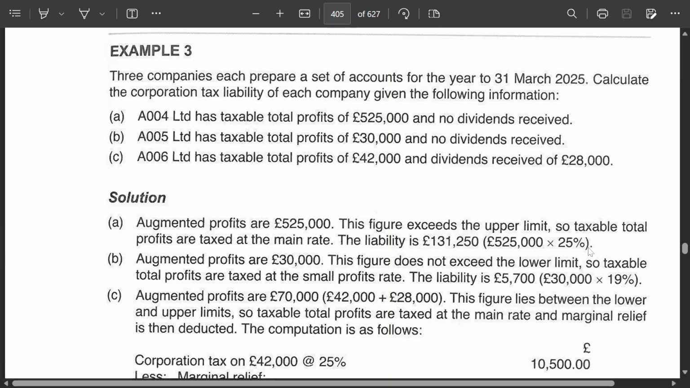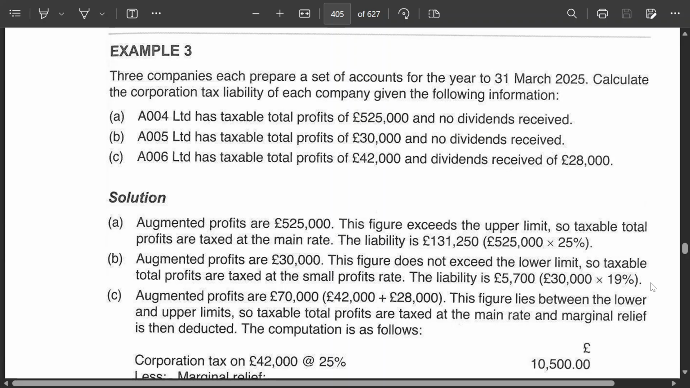That's your tax liability. Number 2, also fairly simple. 30,000, no dividends. No dividends means augmented profits is equal to TTP is equal to 30,000. No adjustment required because it's a full year. The relevant benchmark for upper and lower limit is therefore 50K and 250K, and the figure of 30K is below the lower limit. So therefore you get charged at the 19% small profits rate. That's your tax liability, 30K, not augmented profits, but actually the TTP into the tax rate.